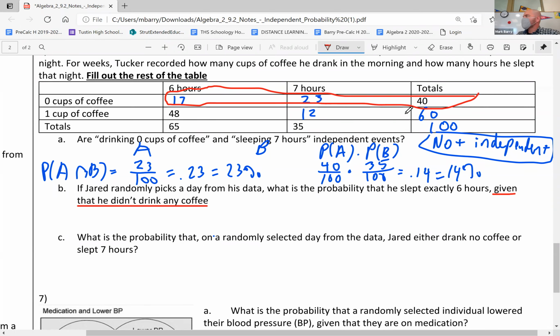For part B, I'm doing my probability. That changes my denominator to just 40. So I'm not looking at everybody anymore. I'm just looking at the people who did not drink any coffee. So out of those 40 people, how many slept exactly 6 hours? That would be 17. So I would put that at 42.5%.